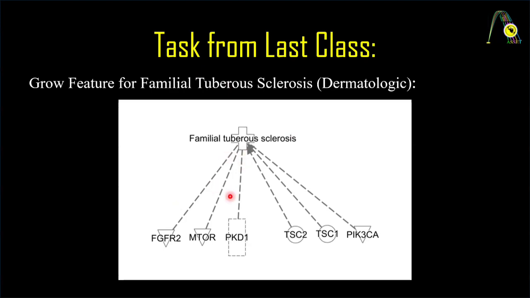So we have several molecules that go off of familial tuberous sclerosis. We have three going downstream, downstream meaning things that familial tuberous sclerosis has an effect on, these being mTOR, PKD1, and we have three that are upstream, arrows that are going towards familial tuberous sclerosis, meaning that they have an effect on familial tuberous sclerosis. These being TSC2, TSC1, these are just basically genes that predispose to this genetic condition, and PIK3CA. So these were what you should have found after using the grow feature in IPA.